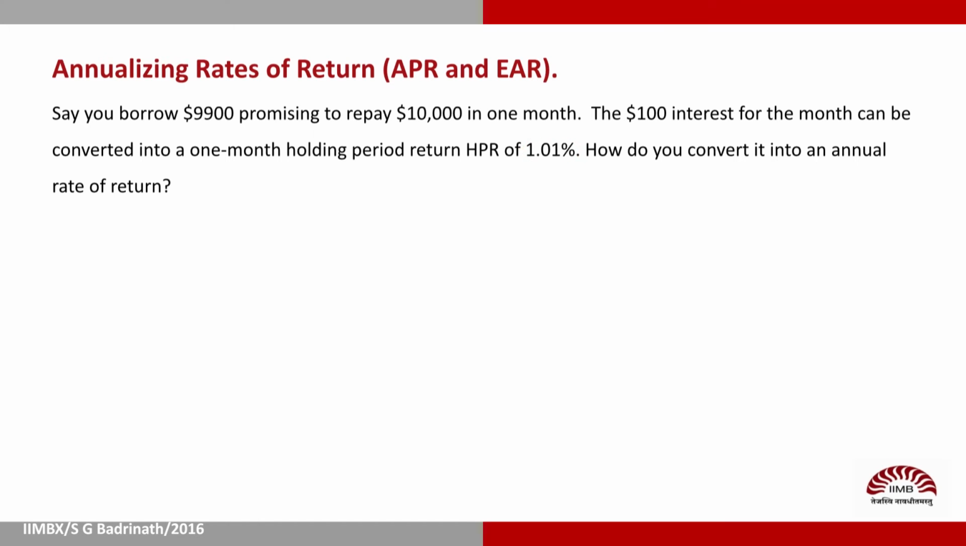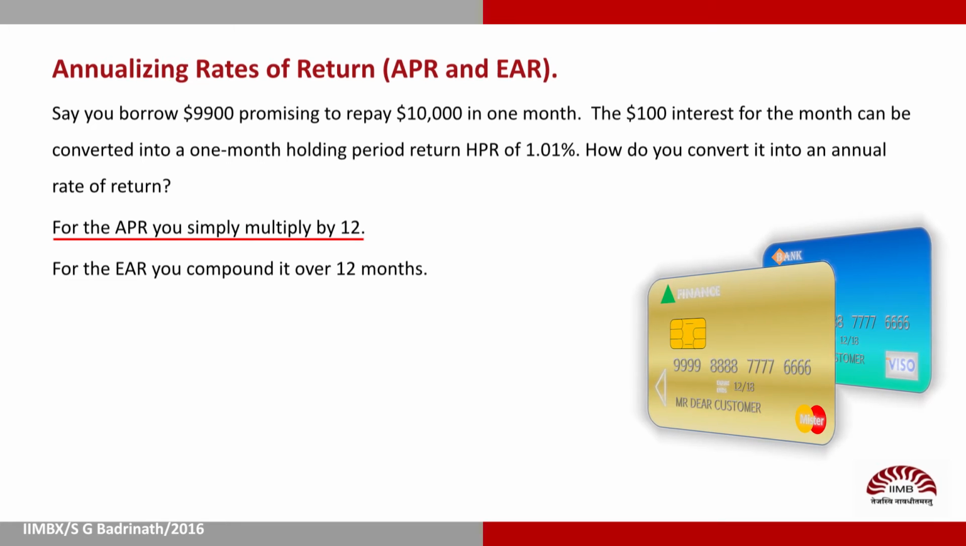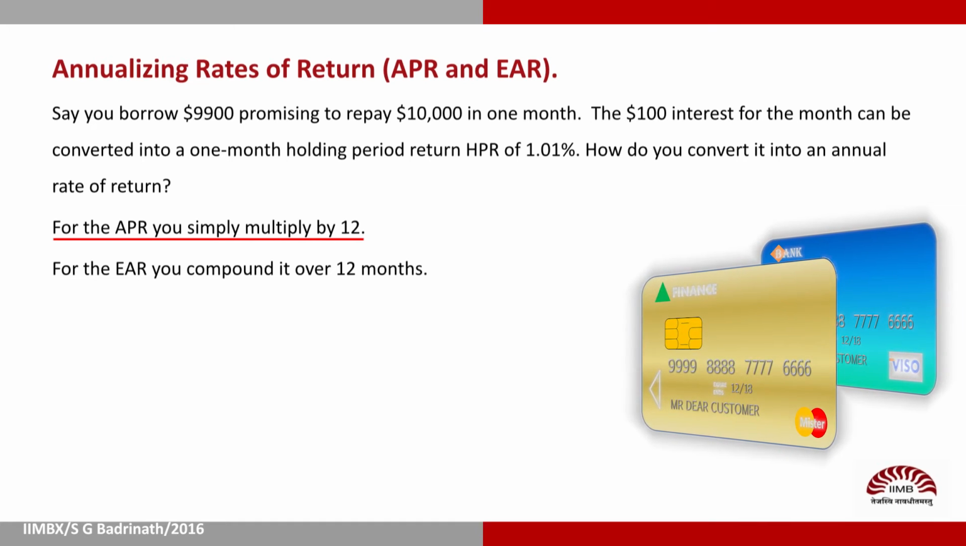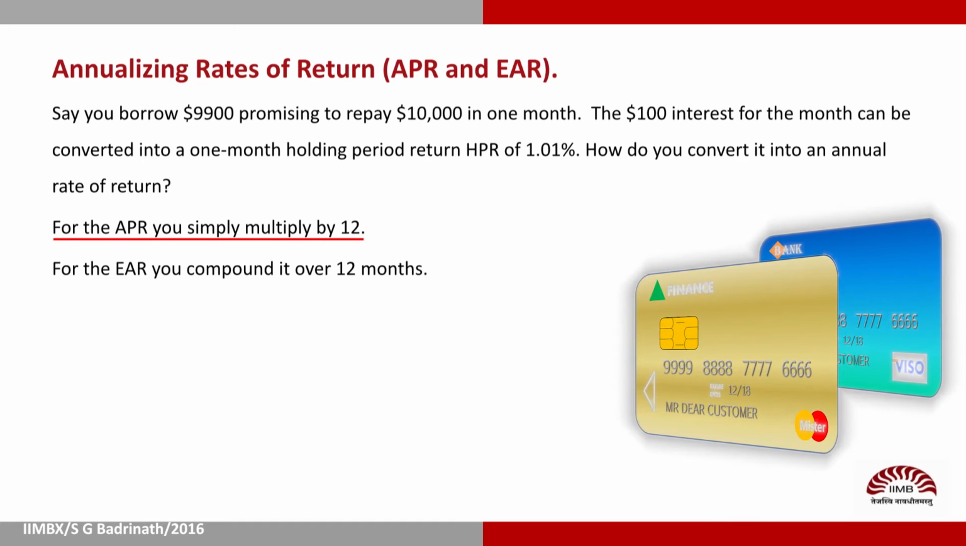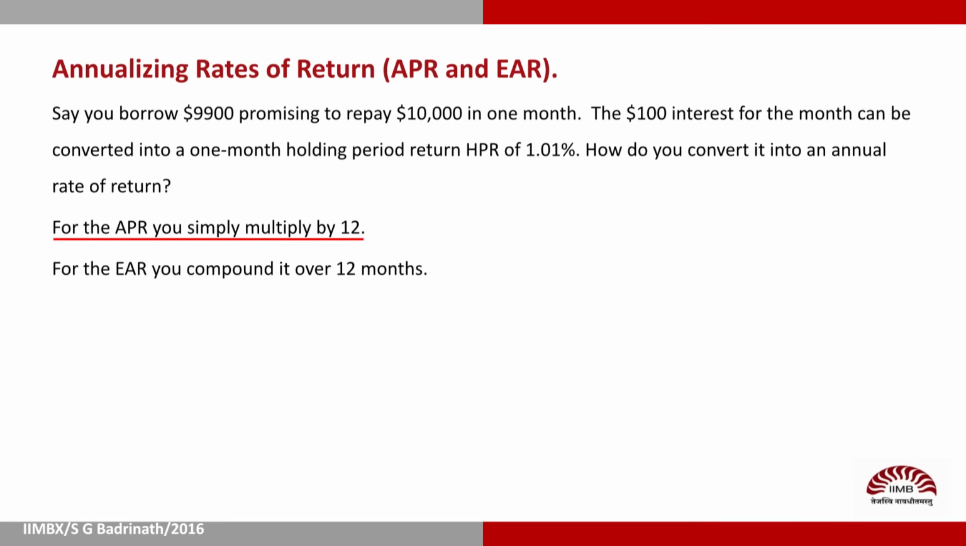To convert it to an annual rate, do you just multiply it by 12? Or do you compound it over 12 months? The APR, which is what most credit card companies like to quote when you borrow money, and remember how credit card processes work, you typically repay at the end of each month some portion of your balance. The APR requires you to just multiply by 12.